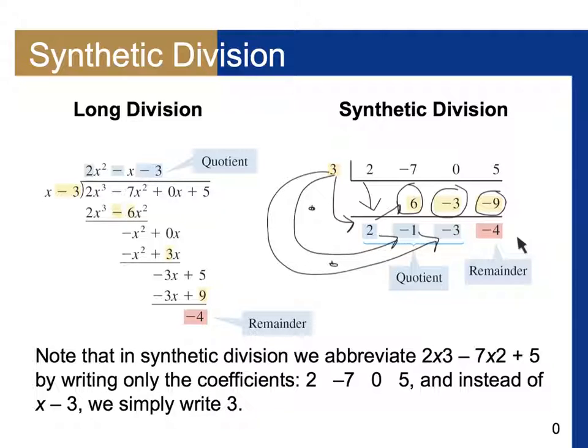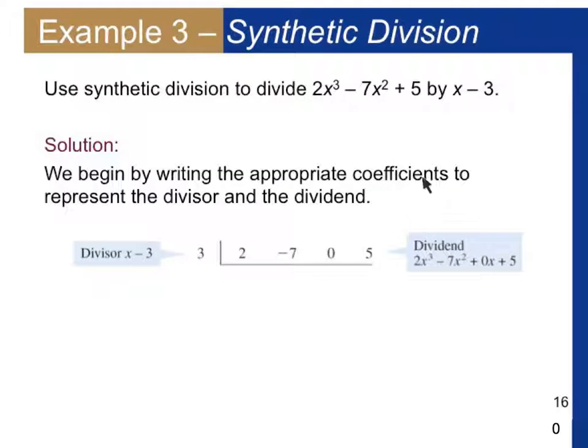Okay. Now this only works when we're dividing by x minus some number, like x minus 2 or x plus 1. So we're just writing the coefficients there, and then we're putting our c there and following that synthetic division algorithm. Okay, so just a quick recap. We're dividing 2x cubed minus 7x squared plus 5 by x minus 3.